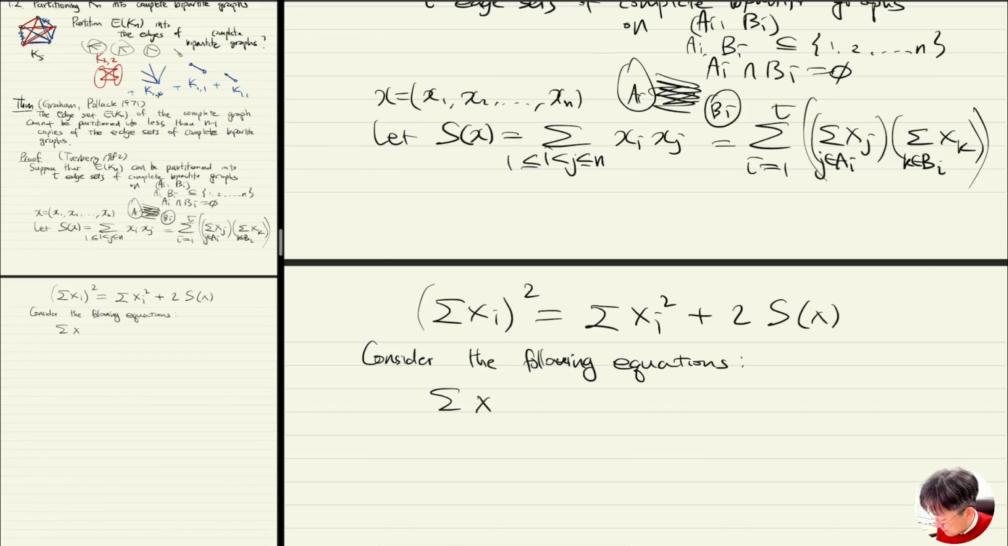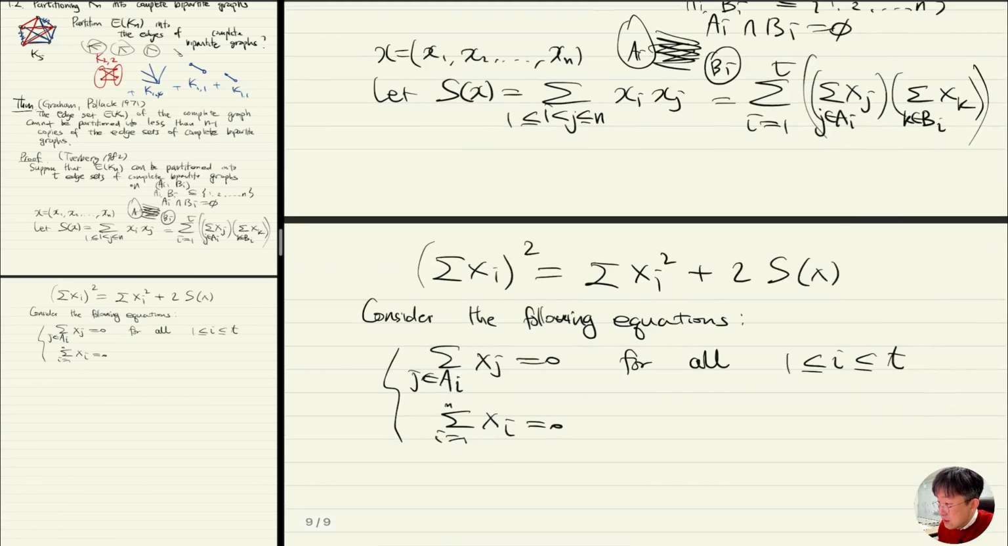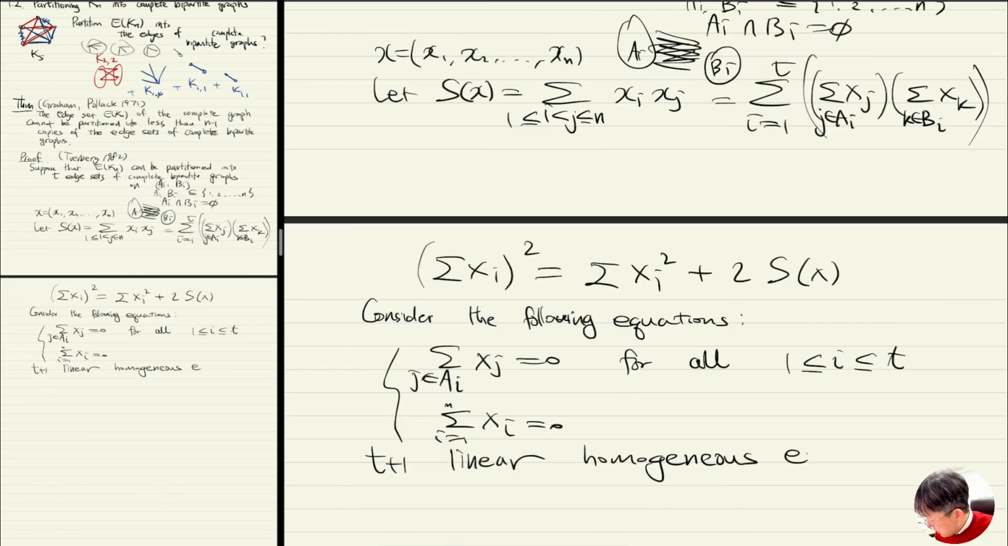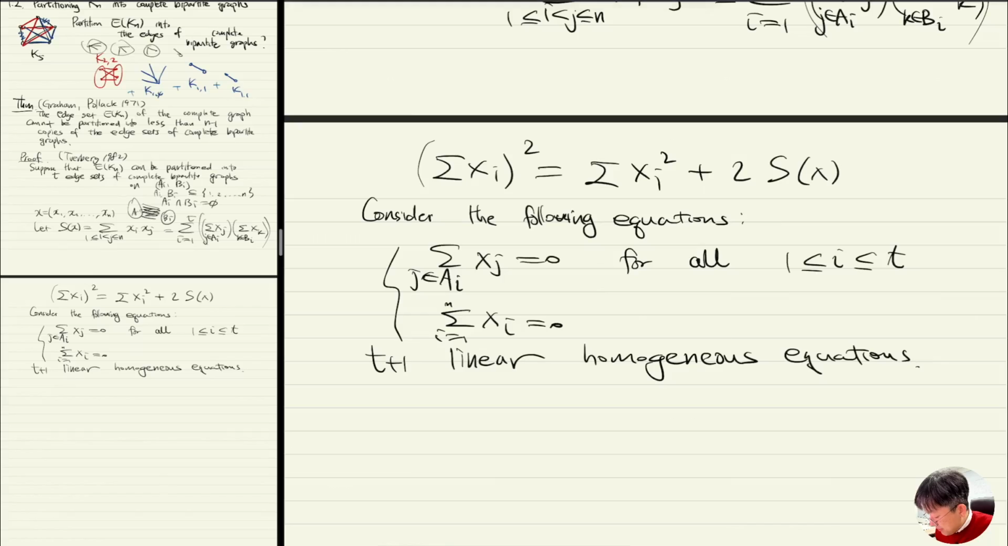Sum of xj is 0 for j in Ai, for all i from 1 up to t. Okay, that's t linear equations. And sum of xi is 0 from 1 up to n. So these are t plus 1 linear homogeneous equations. And now note that t plus 1 is strictly less than n, right?